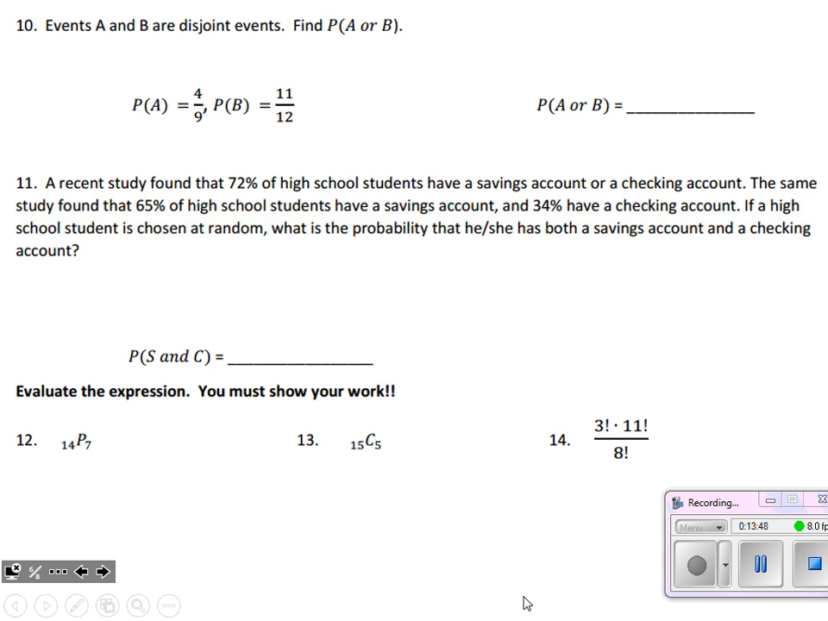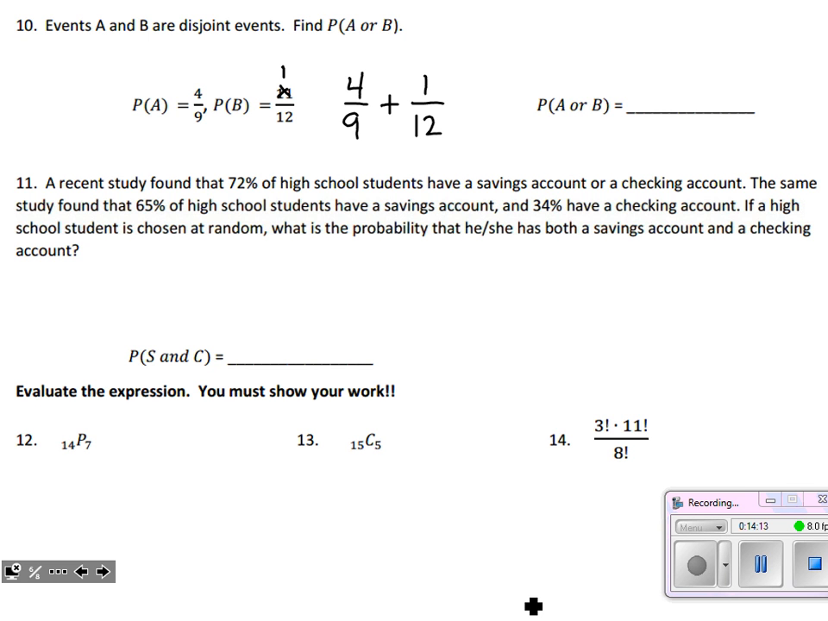Okay, number 10, events A and B are disjoint. That means there is no overlap. And oops, I'm catching a typo here. This one held on the 1 key a little bit too long. It should be 1/12, not 11/12. So the probability of A or B is going to be 4/9. Since they're disjoint, I'm just adding in the 1/12, and there's no overlap, so there's nothing to subtract away.